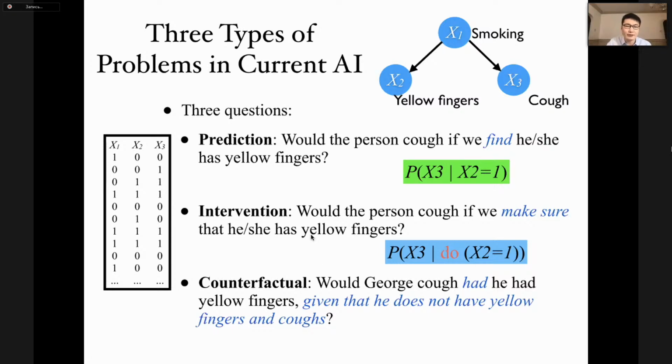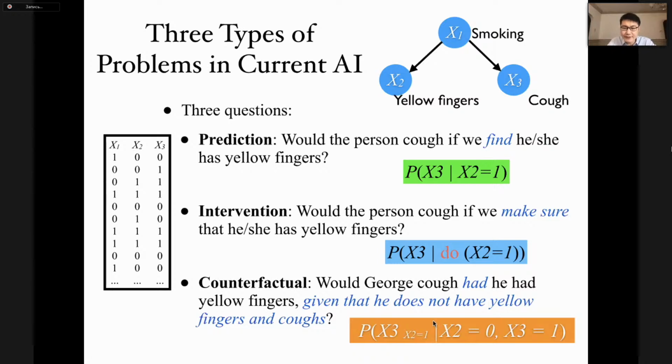Now you can see, compared to the second question, we have this condition. We observe something right here: we observe that George does not have yellow fingers and coughs. So we can formulate this problem this way. We want to say something about x3 after we do intervention x2, given this condition we observe. And this is counterfactual because we already see something about George. George does not have yellow fingers and George coughs.